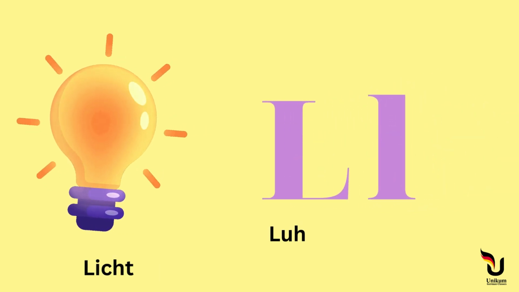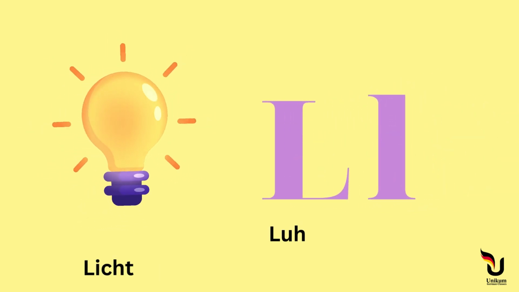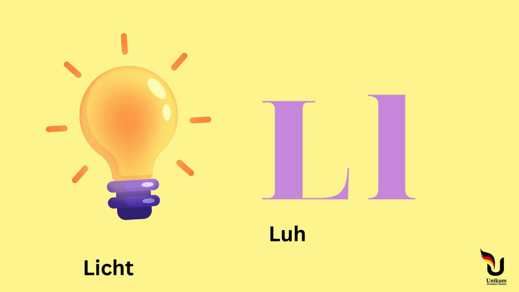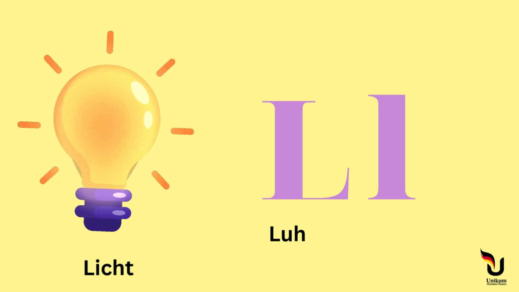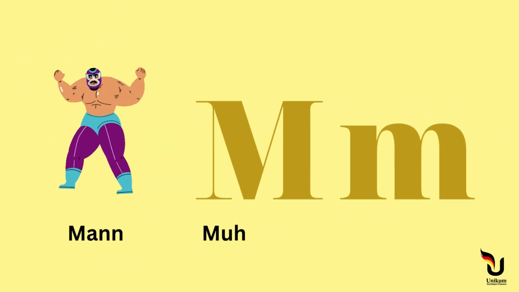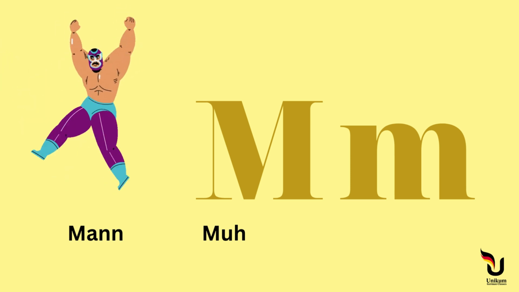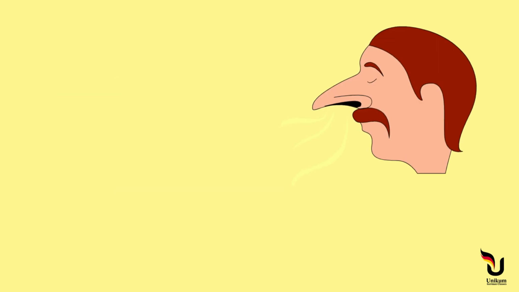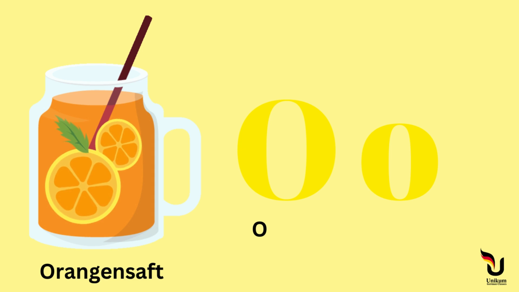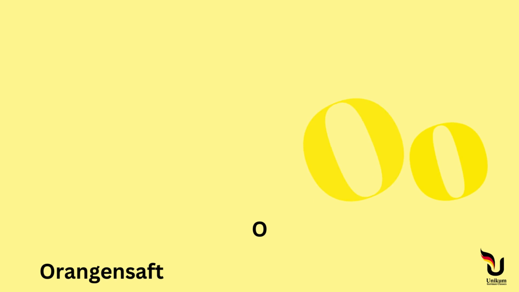The letters L, M, N and O retain the same pronunciation as in English. So the letter L has the pronunciation L. The word is pronounced as Licht. M, the pronunciation is M. The word is Mann. Letter N has pronunciation N. The word is Nase. The letter O has pronunciation O. The word is pronounced as Orangensaft.